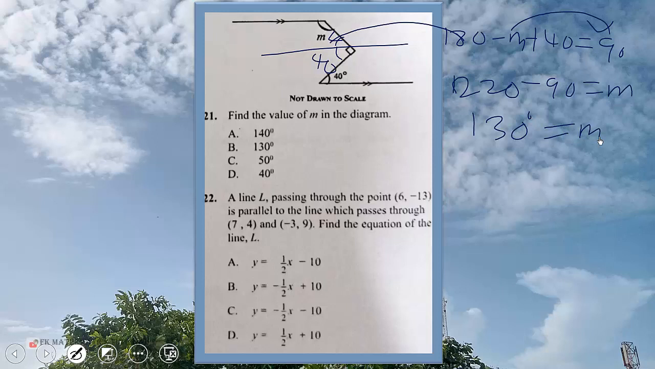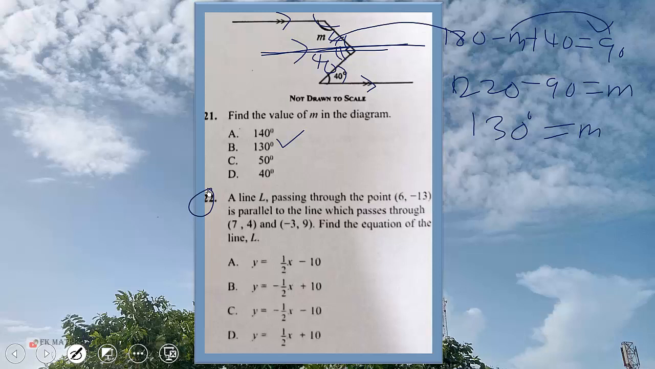So you understand why this is so, because this line is parallel to the two parallel lines here. So this angle and this angle are alternate angles. Then this m and this are co-interior angles. They will add up to 180 degrees. So the value of m is 130 degrees. A line L passing through the point 6, negative 13 is parallel to the line which passes through 7, 4, and negative 3, 9.